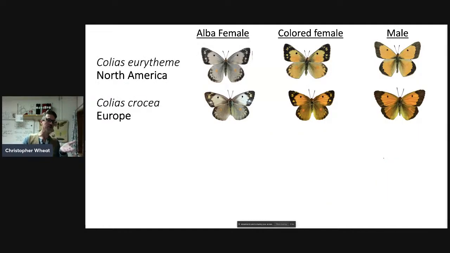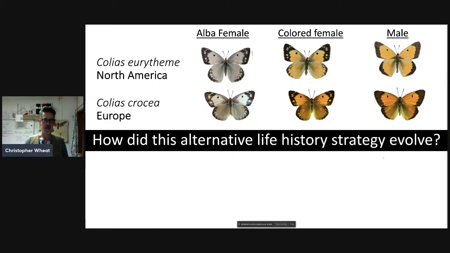Where I'm going to start is looking at 2 species that really are very divergent within the genus Colias. One occurs in North America, one occurs in Europe. You can see that they look very similar in their phenotypes. Both have an alba phenotype. It's white compared to the colored phenotype. They're both kind of an orangish yellow.